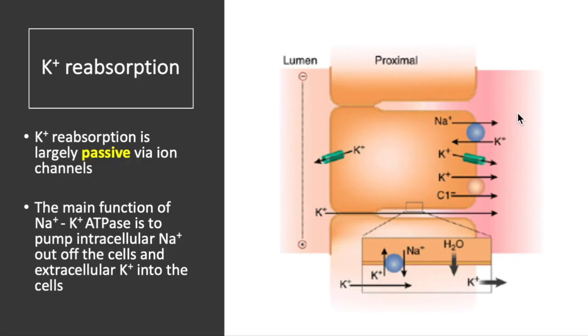For potassium, the reabsorption of potassium at the proximal tubule is mostly via passive diffusion. This is the diffusion process of potassium. It can be either from the cells into the lumen or into the blood. There are also sodium-potassium ATPase pumps that pump sodium out of the cells and potassium into the cells. But the higher level of potassium in the cells will cause potassium to diffuse out of the cells, either to the lumen or into the interstitium or blood.